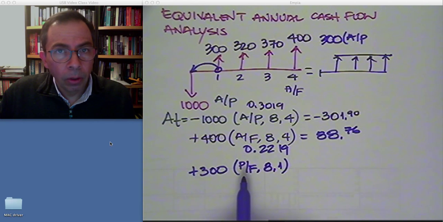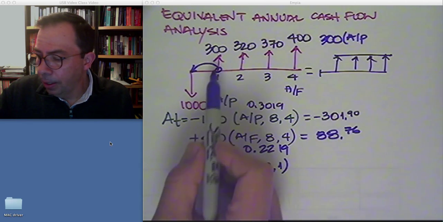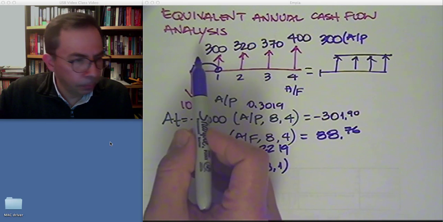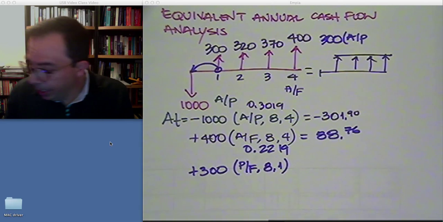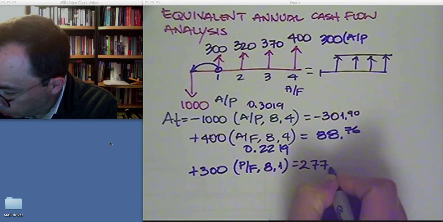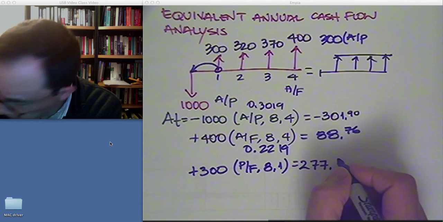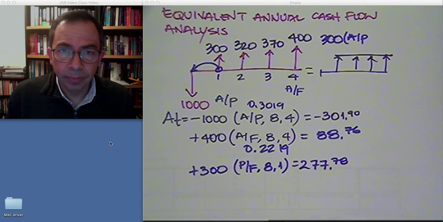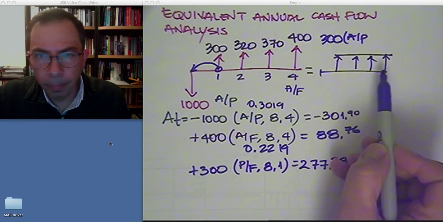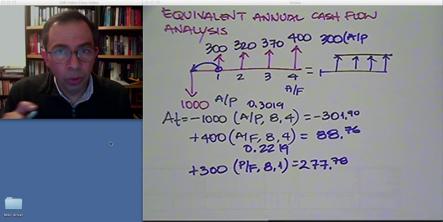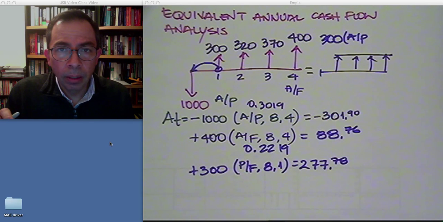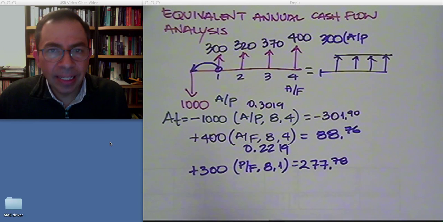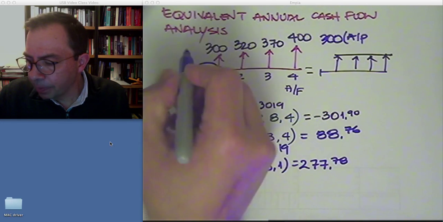The result of this operation is the equivalent amount of money 1 period before those 300. And that is equal to 277.78. But that is not what I want. What I want is 4 payments to be uniform and continuous. This is not that. This 277 is equal to those 300 expressed.